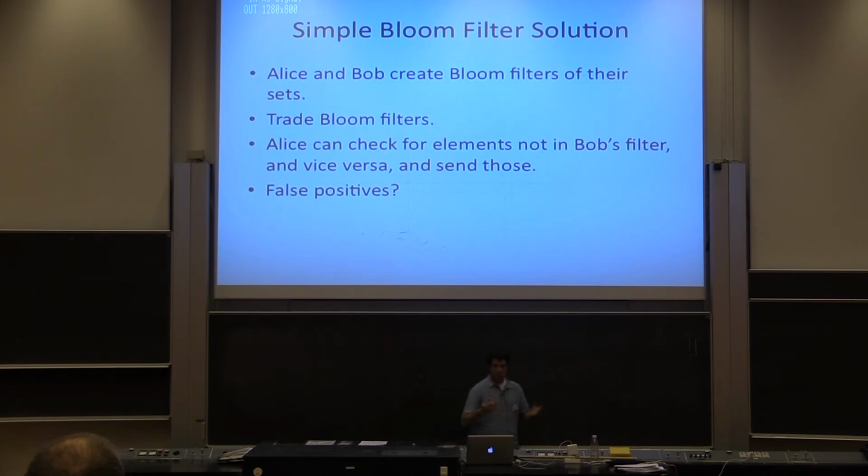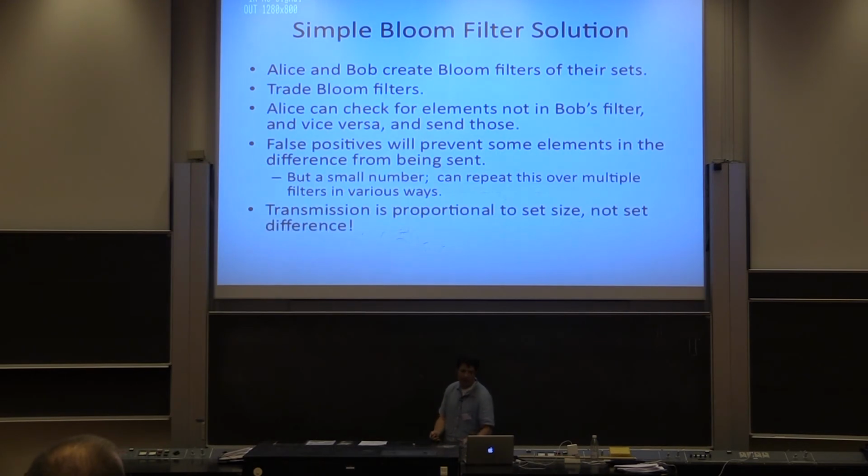You could do this just with Bloom filters. Alice and Bob are going to trade Bloom filters of their sets. Alice can check her elements, determine which are not in Bob's filter, and vice versa, and they can each send those. The problem is there might be false positives. Alice may look in Bob's filter, ask whether Bob has this element, and get a false positive, saying Bob has this element even though he doesn't. So you're going to have to do things over a number of rounds. This will correct you most of the way, but you may have to do additional rounds to correct further for false positives.